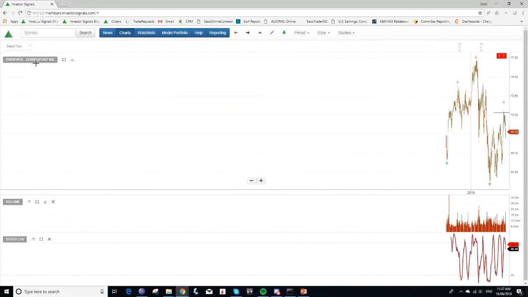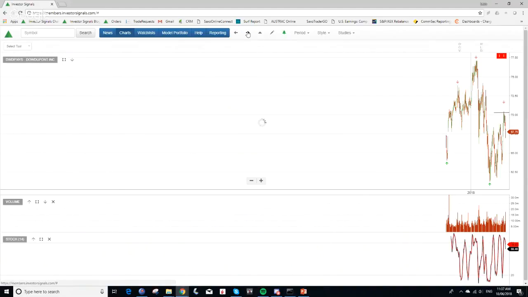Dow DuPont, I think this is the restructure of the Dow chemical business that late last year got taken over, and I think a component of it spun off and separated, and that's what we're looking at now. We've had an algorithm sell signal here at $70, so we're expecting that to have some downside pressure, and we'll continue to watch that.